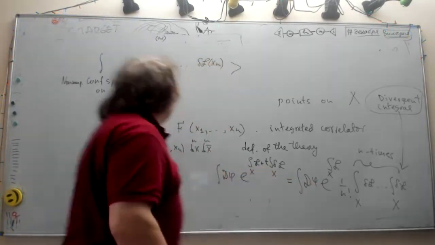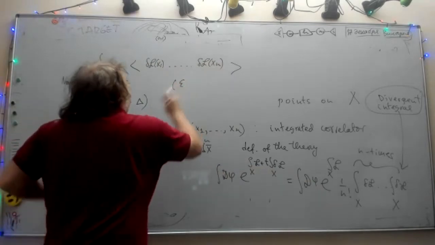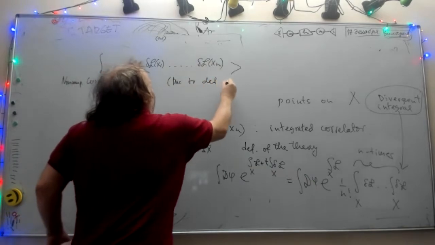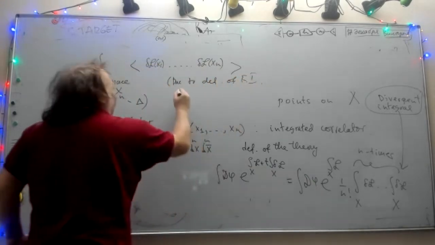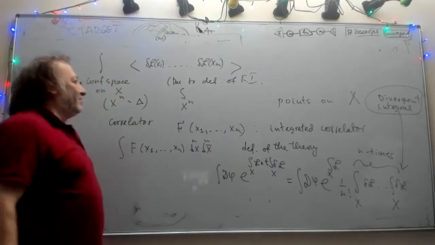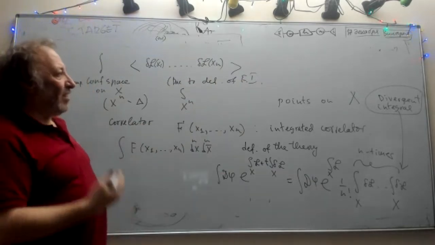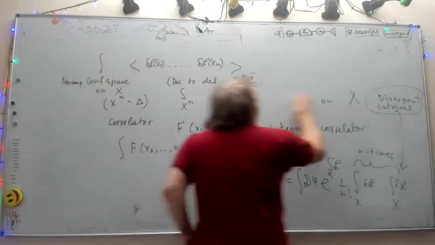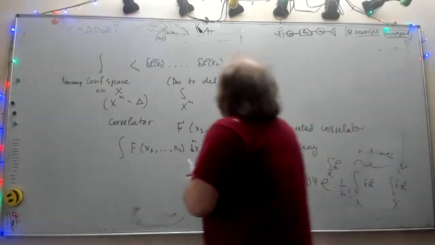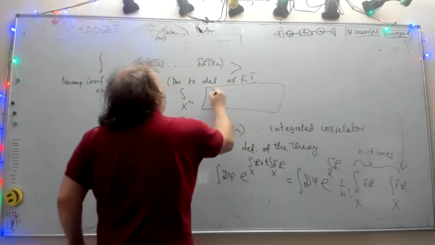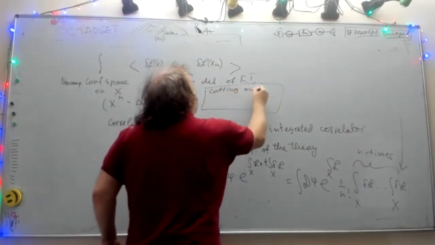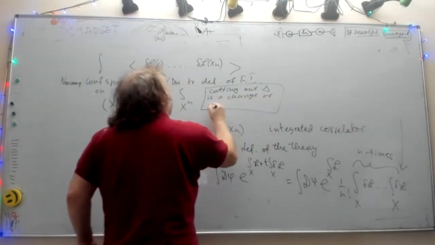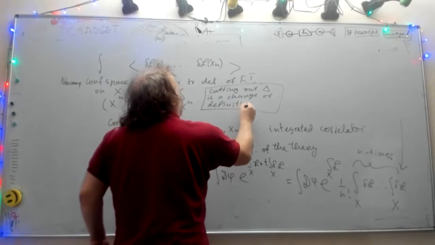I was expected, due to the definition of functional integral, to take the integral over x to the n. But here I change the definition, okay? So I would like to say that cutting out diagonals is a change of definition, okay?